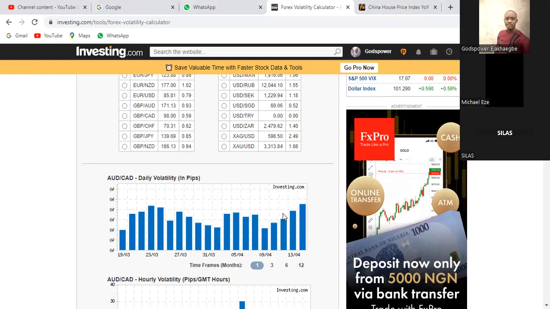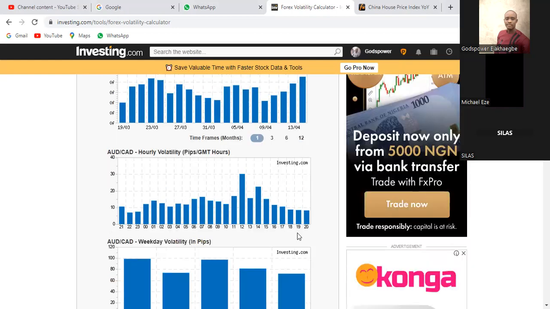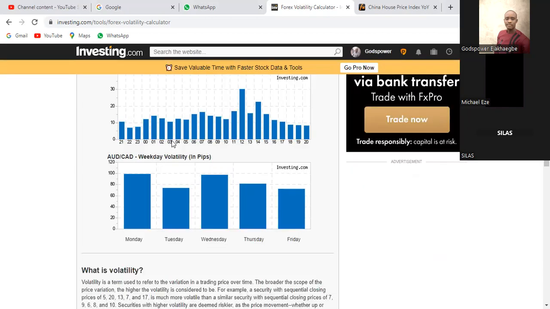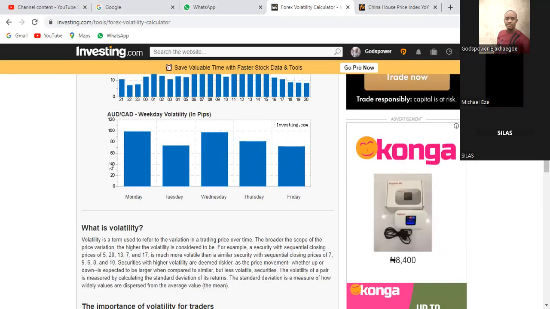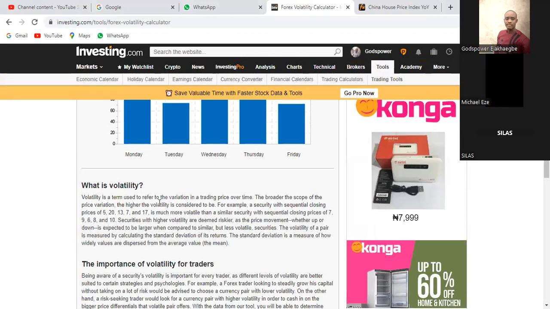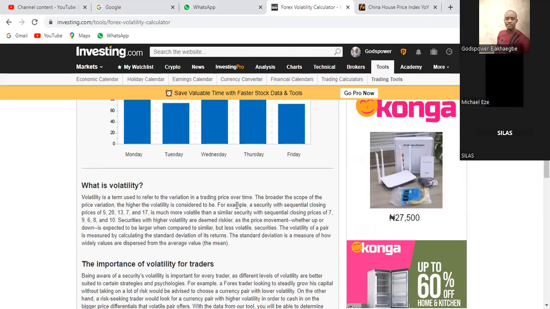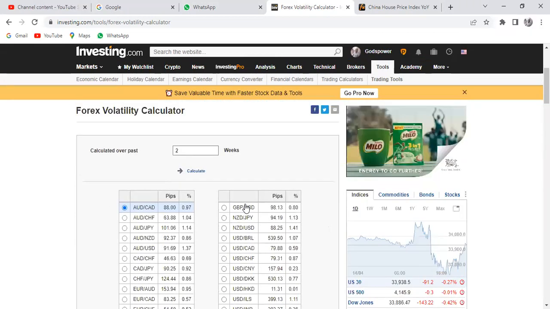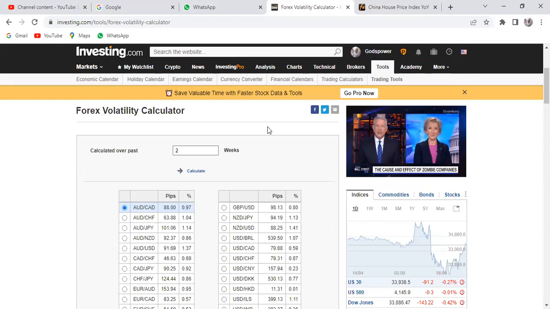And when the market opens, it comes down. Look at it. Hourly volatility, daily volatility. Can you see? Then Mondays to Fridays, what actually happened? They even ask, what's volatility? It refers to the variation in the trading price over time. The broader scope of the price variation, the higher the volatility is considered to be. Are you with me? So everything about it is given out here in investing.com.